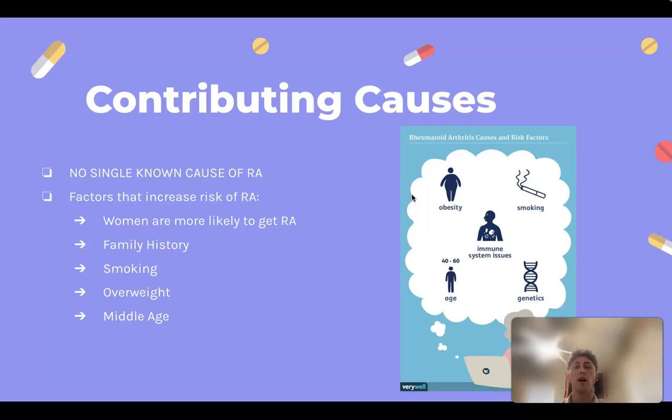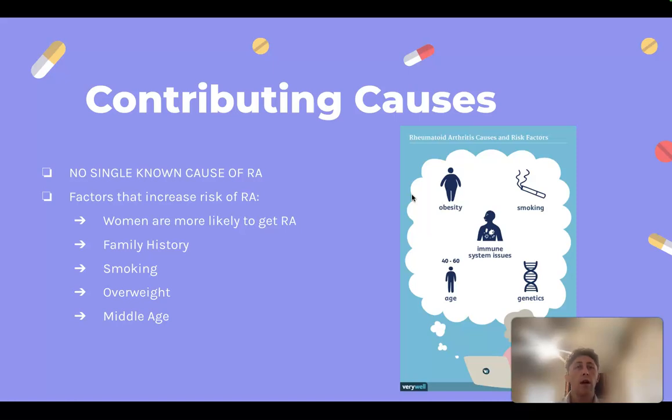So some contributing causes to rheumatoid arthritis. There's no single known cause for rheumatoid arthritis. There are mainly just environmental factors that can increase your risk of developing it due to the presence of certain genes that you already have within your genome. So like I mentioned, the HLA-DRB1 can be triggered to alter immune responses due to environmental factors like the ones listed here. So women are actually more likely to get rheumatoid arthritis.